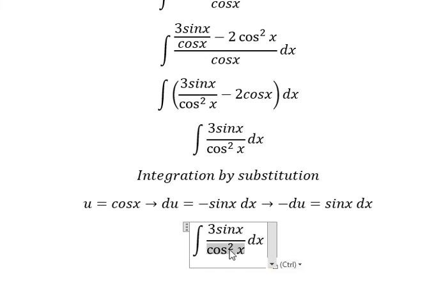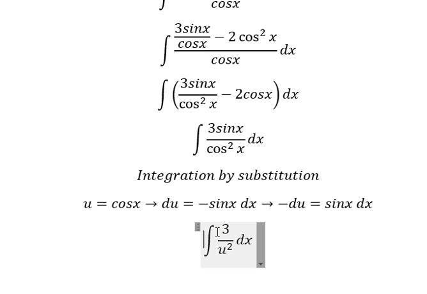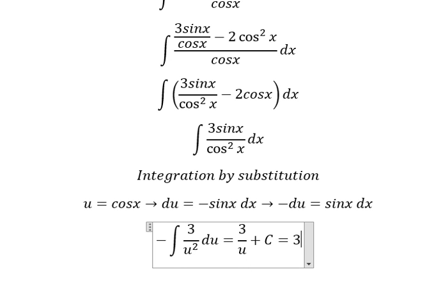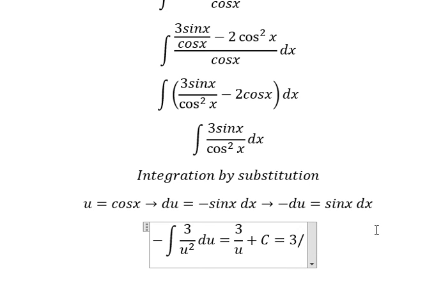This one you got u squared. Sin x dx we change to negative du. The integration of du over negative u squared in here, you got 3 over u and we put c. About u, that's cosine x.